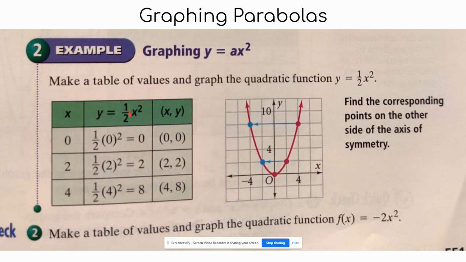So here we go. We have 1/2 x squared. So we substitute in 0. Doesn't matter what's going on. The output's going to be 0 here, unless we're adding. In this case, we're not. So we have x is 0, y is 0.